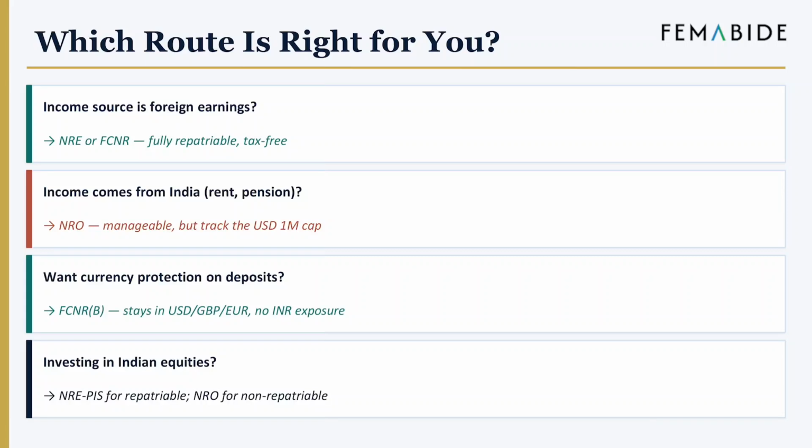Which route is right for you? Your account selection should align with your income source and objectives. If your income originates abroad, NRE or FCNR accounts are ideal, fully repatriable and tax efficient. If your income is generated in India, NRO accounts are required with careful tracking of the $1 million cap. If you require currency protection, FCNR deposits eliminate INR exposure. If you're investing in equities, NRE PIS for repatriable investments, NRO for non-repatriable investments. The right structure depends on both income flow and investment intent.